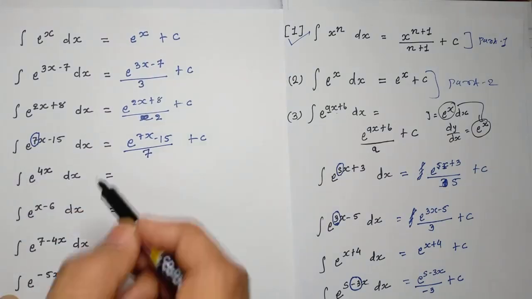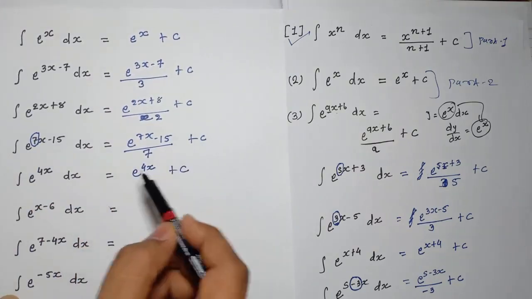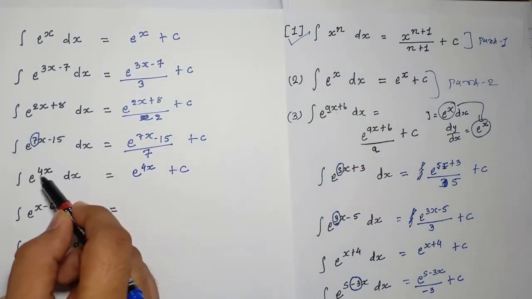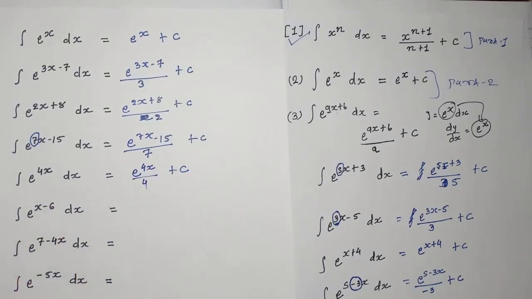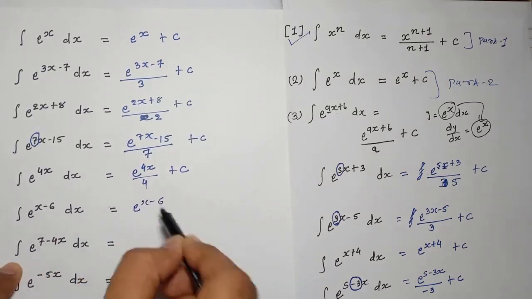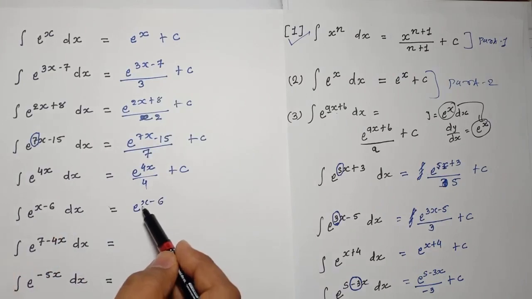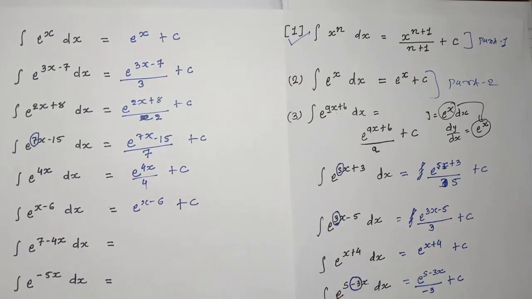Now e raised to 4x. First, write it as it is. Now here, what is multiplied with x? That is 4. 4 is multiplied, so divide by 4. So the rule is the same: whatever number is multiplied with x, take it in division, otherwise as it is. Here e raised to x minus 6, it is as it is. Now what is multiplied with x? There is nothing, so nothing comes in division, plus c.